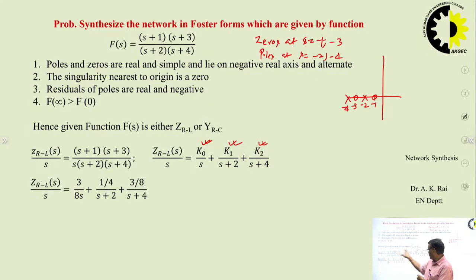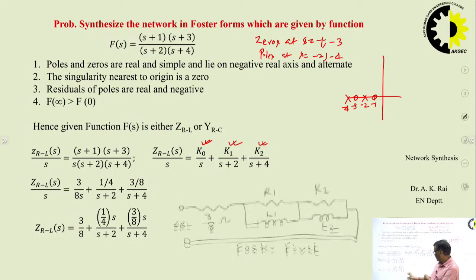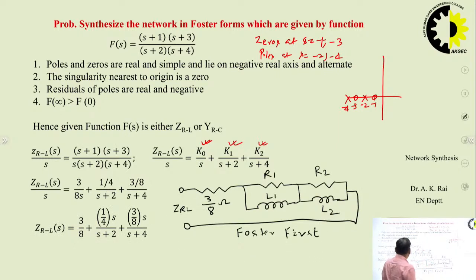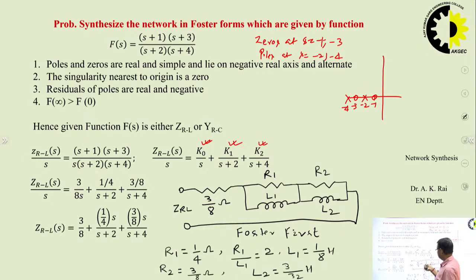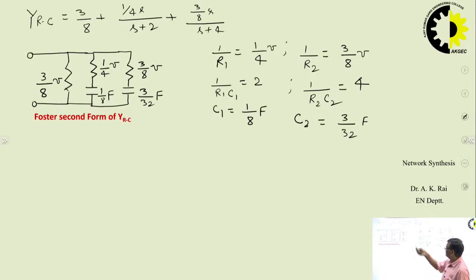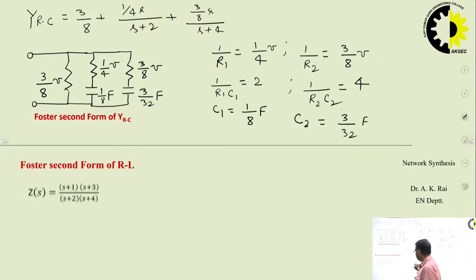Now, carrying out, we can find the values of K0, K1 and K2. This is the structure. Here we can see there are two poles on the negative real axis, and the pole at the origin. So, we have the two of this and one of this, and this is the structure. So, this is the Foster second, simply carrying out the Foster partial fraction expansion. This is the second Foster form of RL.